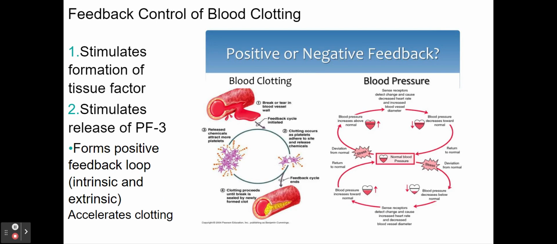So the activity of the common pathway stimulates both the intrinsic and the extrinsic pathways. This positive feedback loop accelerates the clotting process, and the speed can be very important in reducing blood loss after a severe injury. Thrombin generated in the common pathway stimulates blood clotting by 1, stimulating the formation of tissue factor, TF, and 2, stimulating the release of PF3 by platelets.